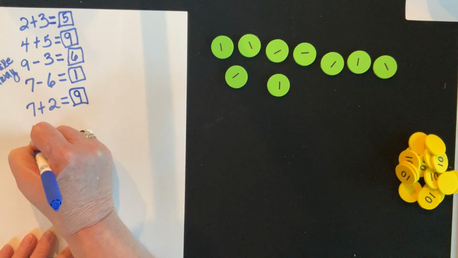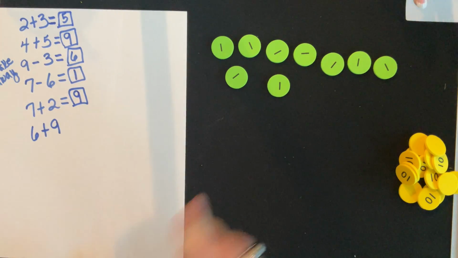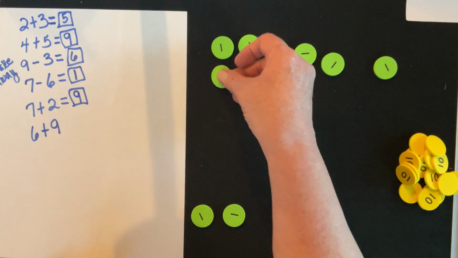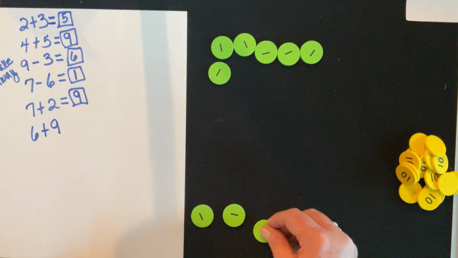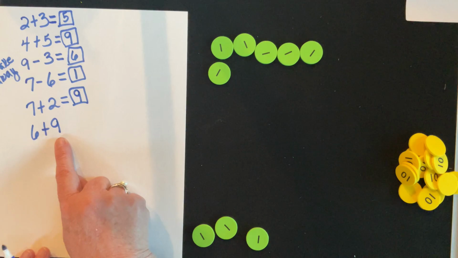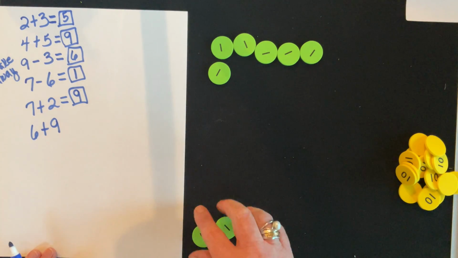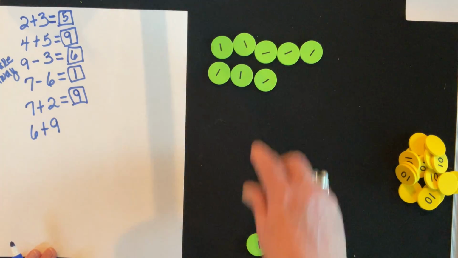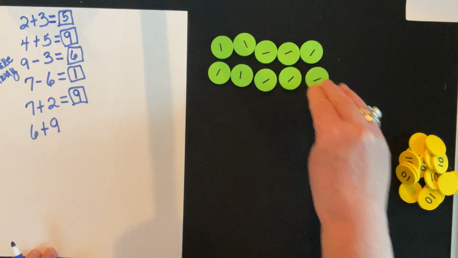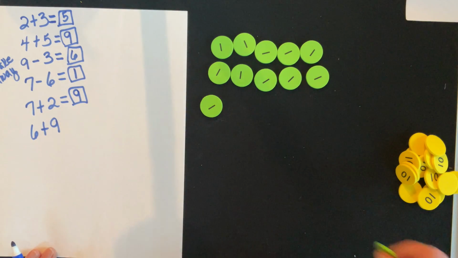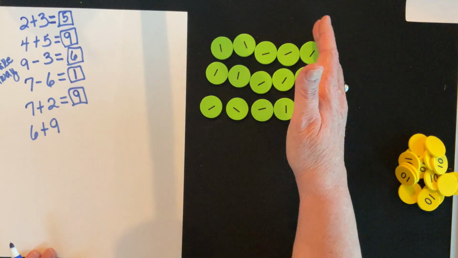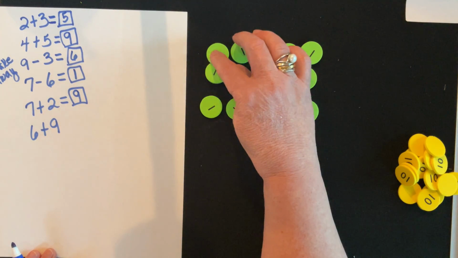Okay, let's look at this problem. 1, 2, 3, 4, 5, 6. So this time I'm going to put it in a 10 frame. But now I'm supposed to add 9. You may have a kid that goes, okay, 1, 2, 3, 4, 5, 6, 7, 8, 9. So how many is this when we have that?